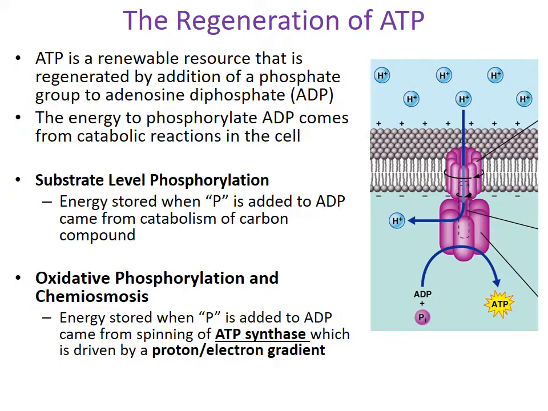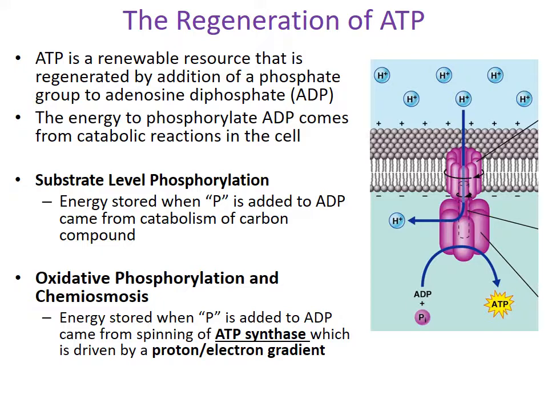So ATP is really a renewable resource. We can regenerate ATP by adding a phosphate group to ADP. And there are 2 big ways we can do this: substrate level phosphorylation, or oxidative phosphorylation and chemiosmosis. We're going to talk about the specifics of how this occurs later on in this unit. But basically, in substrate level phosphorylation, the energy that's required to add the phosphate group to ADP to get ATP comes directly from the catabolism, or the breakdown, of a carbon compound.